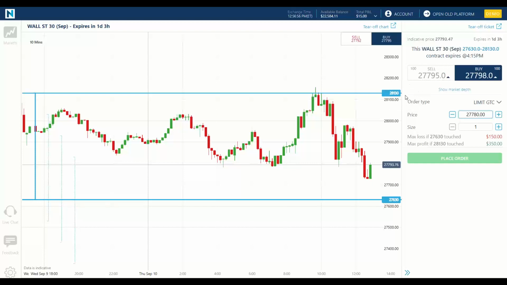Now, if any one of these contracts touches, it settles and we'll list another contract. So we'll just naturally list the next contract. So there'll always be four available for you to trade.